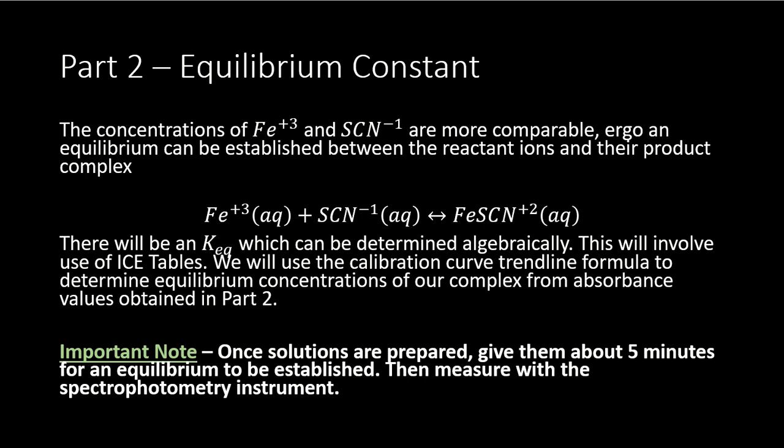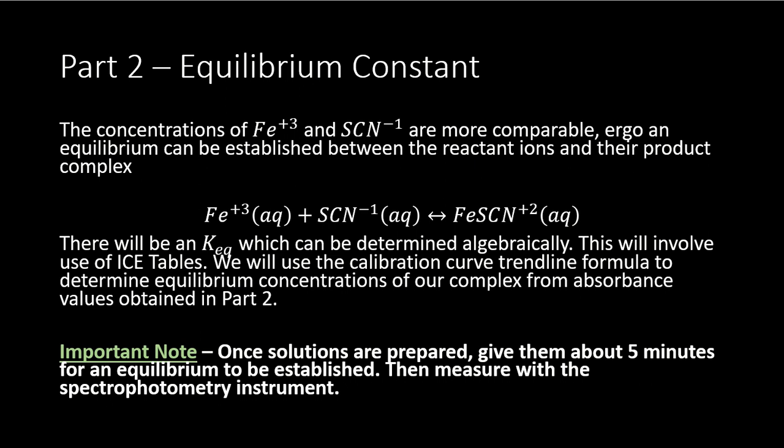Now, in part 2, we do not have one reactant substantially in a higher concentration compared to the other. These are actually more comparable. They're not weighted toward one side. Therefore, we're going to have an equilibrium reaction occurring between the reactant ions and our product complex. Because there will be an equilibrium, we can calculate a KEQ, an equilibrium dissociation constant, and we'll need to use our ICE tables and our trend line formula from part 1 in order to calculate the relevant values we'll need for KEQ.